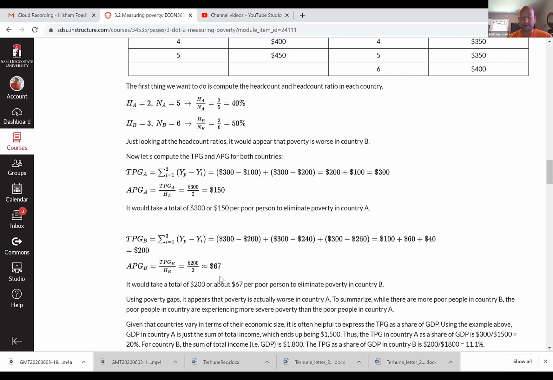So you would only need to spend $67 per poor person in country B, as compared to $150 per poor person in country A. That suggests that even though a greater share of country B's population is in poverty, the severity of poverty is actually worse in country A. Now, does that mean poverty is actually worse in country A? Difficult to say. There are fewer people in A that are poor, but those that are poor are worse off than those in country B. So before we move on, let's take a look at a few other examples.